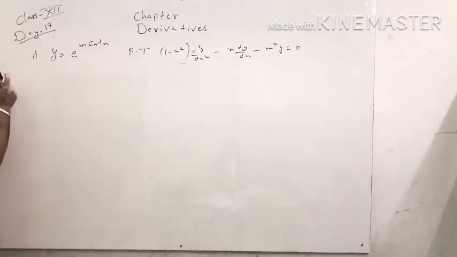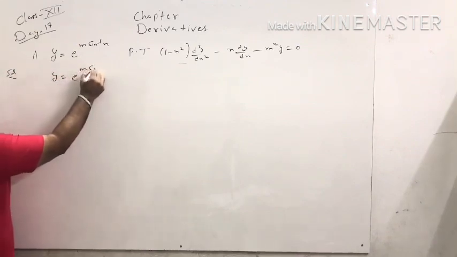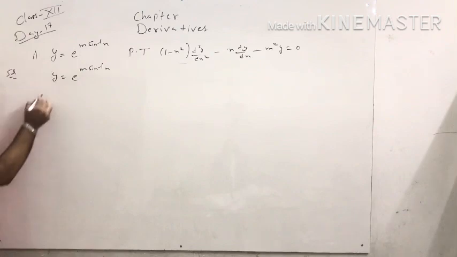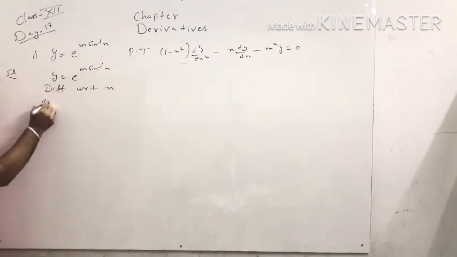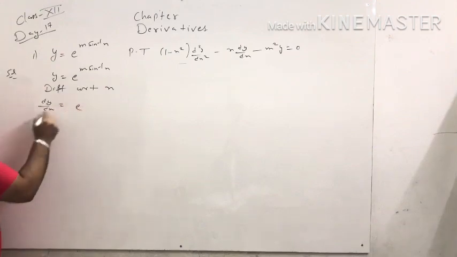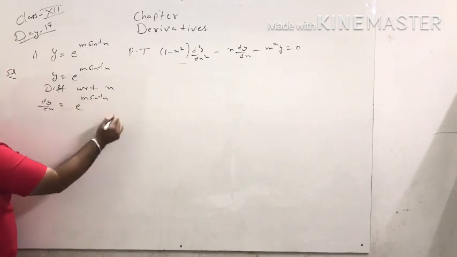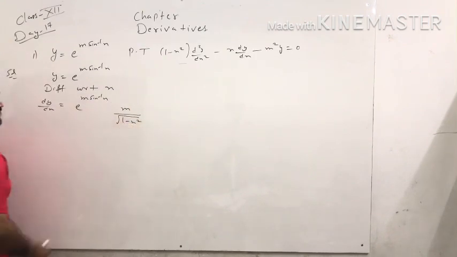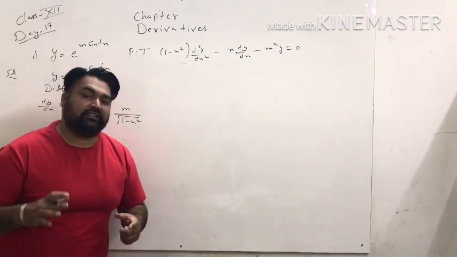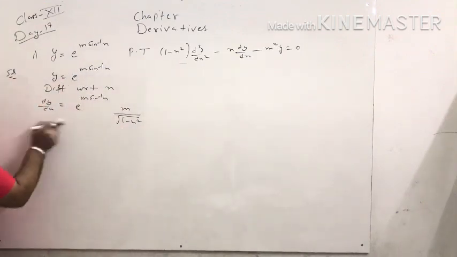So, solution. y equals e^(m sin inverse x). Now differentiate this with respect to x, the derivative of y, dy by dx. Now the derivative of the exponential function is the same. After that, the derivative of power m is constant and the derivative of sin inverse x is 1 upon root 1 minus x square. Now yesterday we discussed that whenever there is a denominator in the first derivative, we shift that denominator to left side.